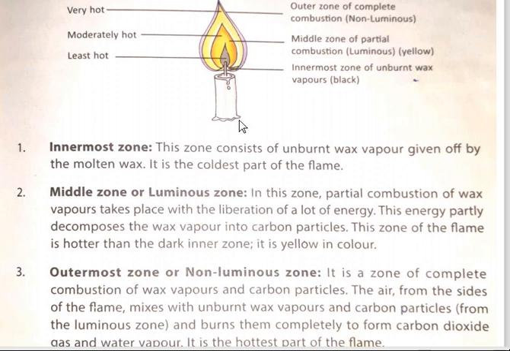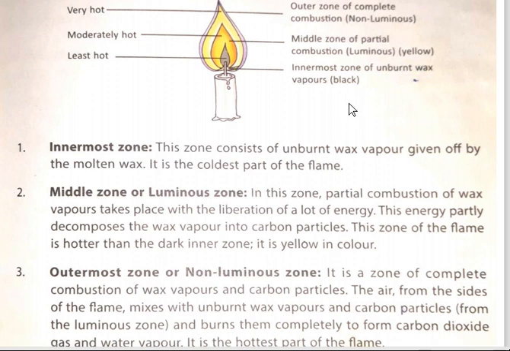Now the outermost zone is the non-luminous zone. In this zone, the vapors burn completely. As I said earlier about the conditions of combustion, when there is complete combustion there must be a reason behind it. Here, for complete combustion, the reason is that the outer layer gets the maximum amount of air from outside, and hence it burns properly.